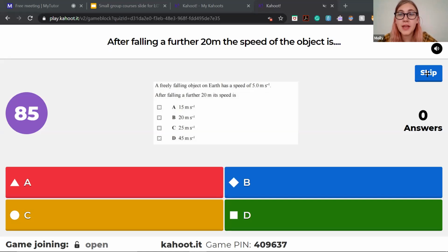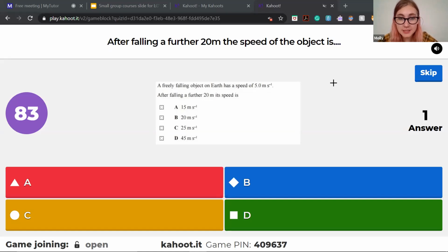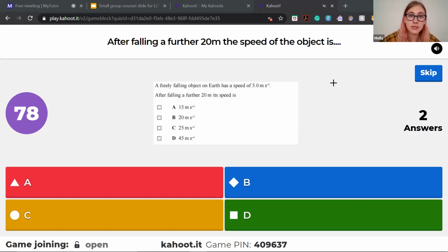So remember again, A is going to be 9.8. A freely falling object on Earth has a speed of 5 meters per second. So it starts with a speed of 5, then it falls 20 meters more. We know what its acceleration is. What's its speed going to be there? So fill in SUVAT, choose your equation, substitute them in.